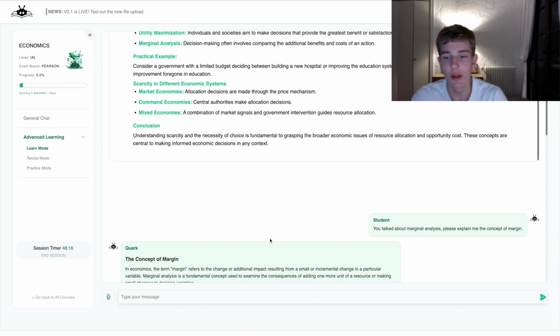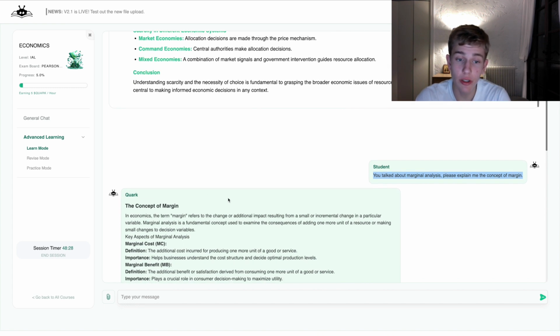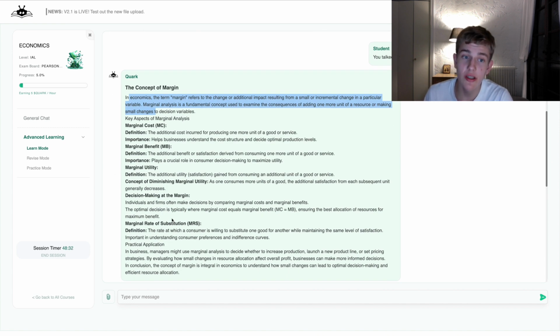So here, what I did is, you talked about marginal analysis. Please explain to me what is the margin, because I don't know what it is. I need you to explain it to me because I didn't quite understand it. So then the Quark will give me a full definition, a full explanation of what it is, and then it will continue by giving me a lot of things that I need to know about it for my exam, which is going to improve your learning.